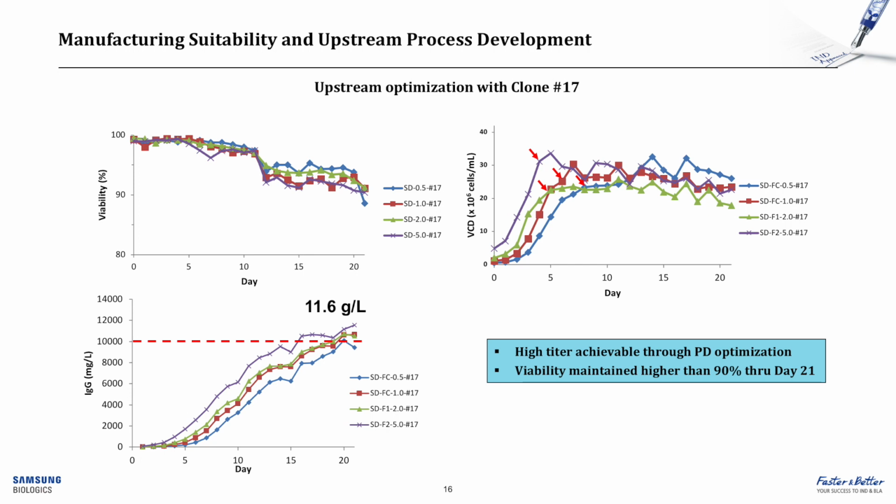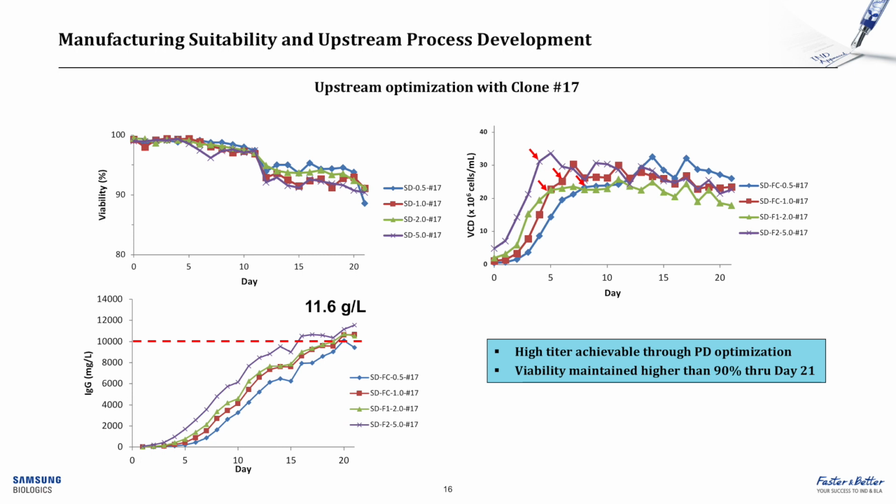But otherwise, you can see at the end of this study that 90% viability, which really allows us to hit that peak VCD somewhere between day 5 and day 9. And that is held all the way through a 20-day fed batch process. The end result here was 11.6 gram per liter.